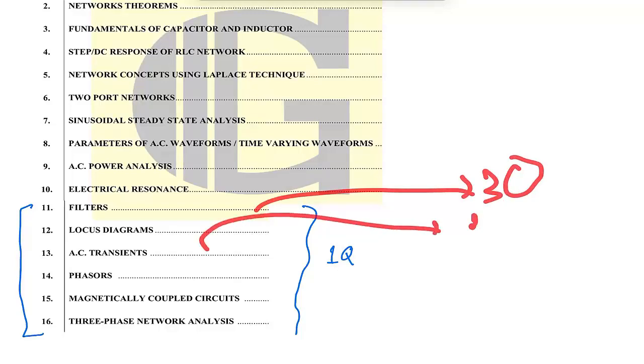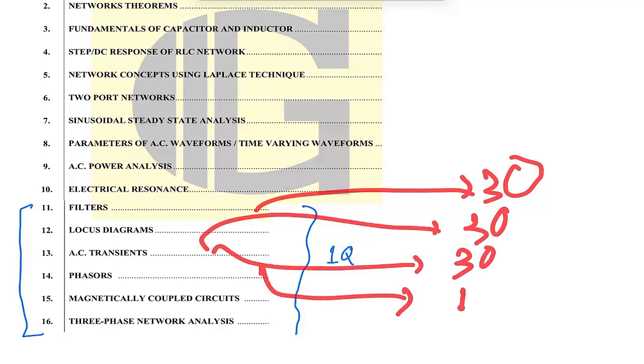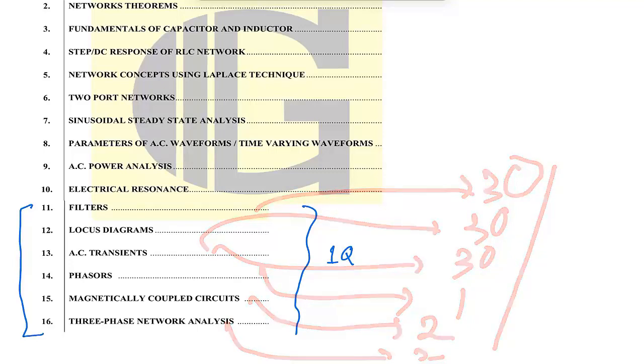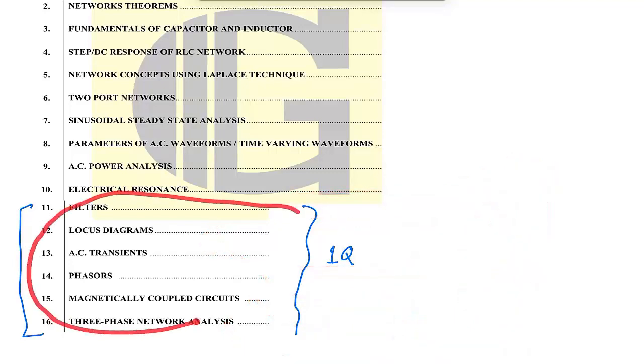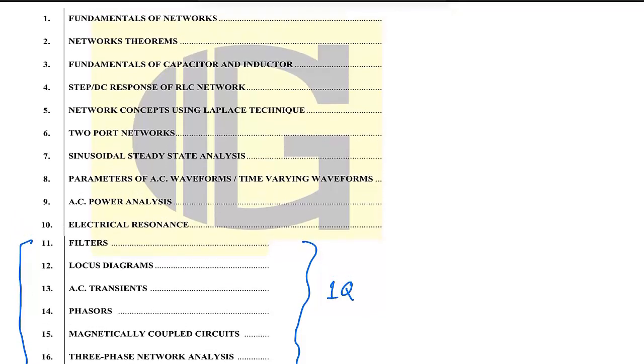Locus diagram also 30 minutes. AC transient also 30 minutes. Phasor diagram 1 hour. Magnetically coupled circuits 2 hours. 3 phase 2 hours. So hardly around 5 hours is sufficient to complete these 6 topics. Okay, so the content is less and the weightage is also less. So one question you get from this.